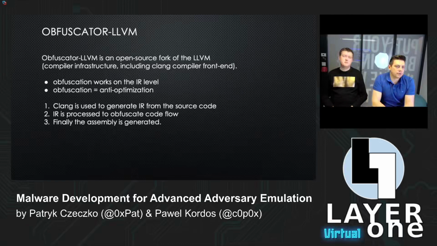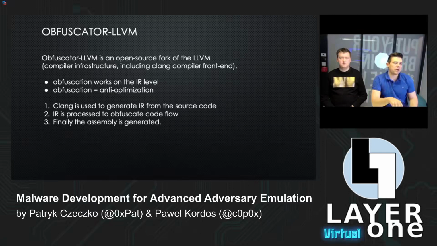And here comes Obfuscator LLVM, which is an open source fork of the Low Level Virtual Machine. LLVM is a compiler infrastructure alternative, let's say, and this includes the well-known Clang compiler, which is actually a front end. This obfuscation works on the intermediate representation level.